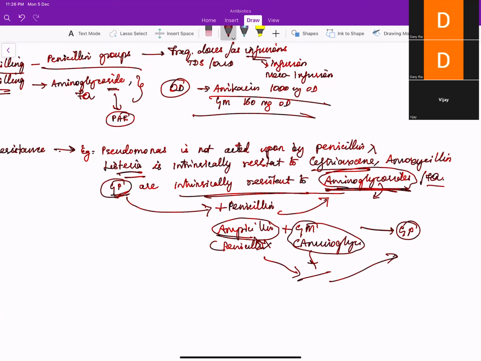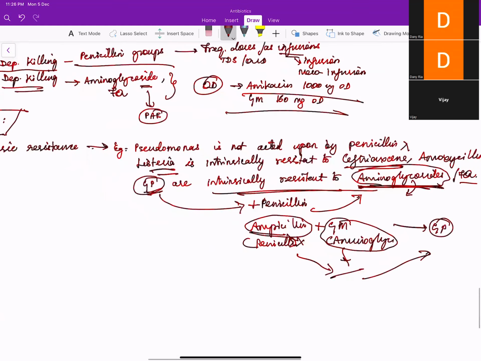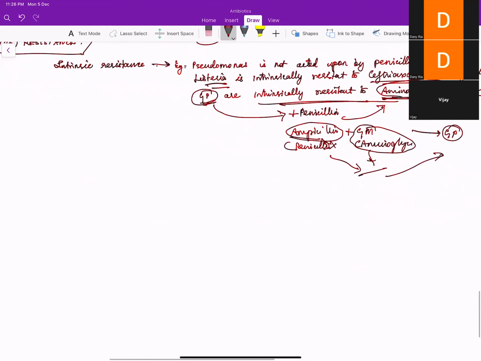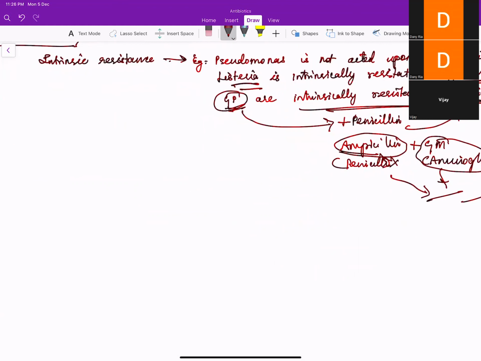Okay. Shall I proceed? Yes. This is about intrinsic resistance. Similarly, there's something called intrinsic susceptibility. I think that is clear cut obvious. Next is acquired resistance.